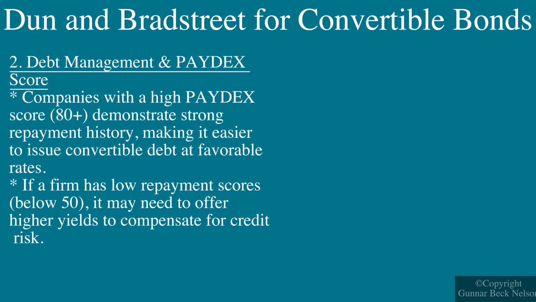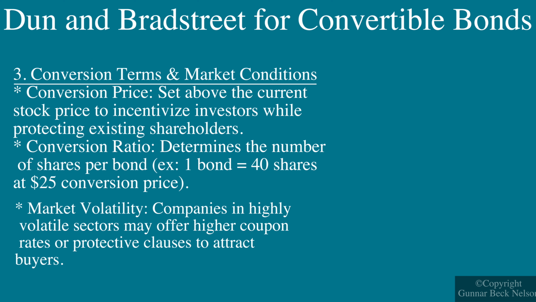Then with the PAYDEX score, companies with a high PAYDEX score of 80 plus show a strong repayment history, making it easier to issue convertible debt at a favorable rate. And if a firm has a low repayment score, typically below 50 under PAYDEX, it may need to offer higher yields to compensate for credit risk. Then in the context of conversion terms and market conditions, we have to set the conversion price, which would be set above the current stock price to incentivize investors while protecting existing shareholders.